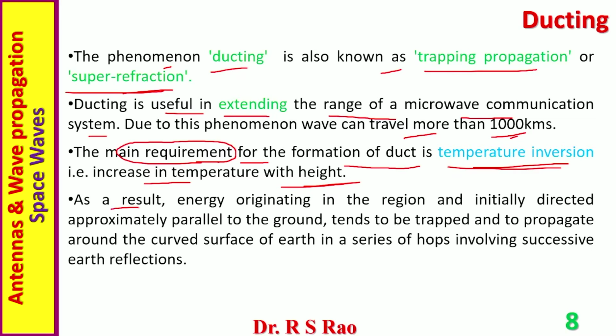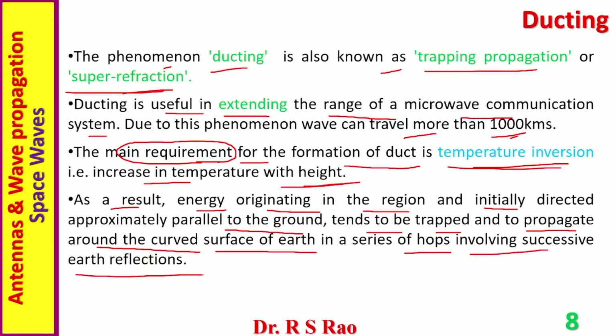As a result, energy originating in the region and initially directed approximately parallel to the ground tends to be trapped and propagate around the curved surface of the earth in a series of hops involving successive earth reflections.